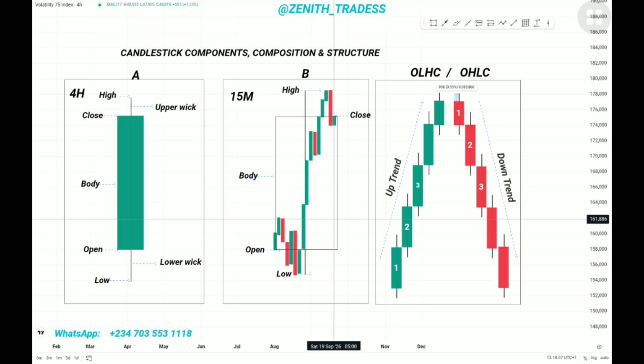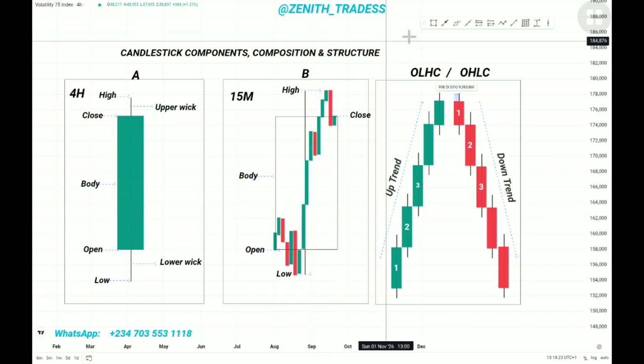We need the knowledge of composition because it's going to help us when it comes to technical analysis. When it comes to what? When it comes to top-down analysis, or multi-time frame analysis. When it comes to multi-time frame analysis, we need the knowledge of the composition.